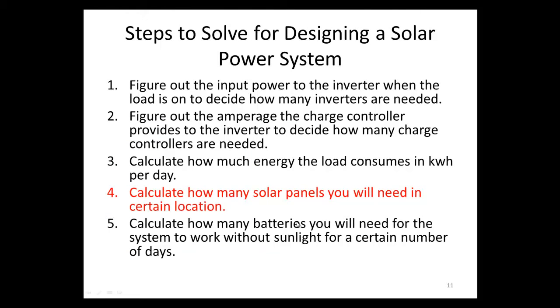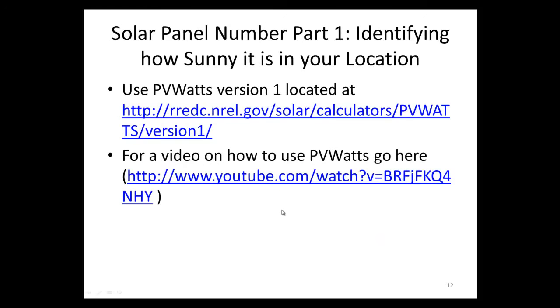So step 4 is to calculate how many solar panels you'll need in a certain location. Sunlight varies over different locations, so you're going to need to figure out how sunny it is in your actual location. What's nice is that the National Renewable Energy Lab has a program called PV Watts, which is very easy to use and is a simulation to figure out how sunny your area is. I've also made another instructional video on how to use PV Watts. We're not going to go over that right now. What we're going to go over is how you use the results from PV Watts.